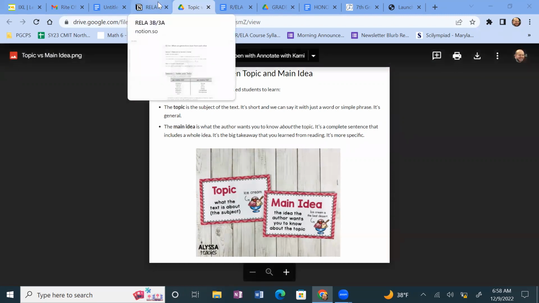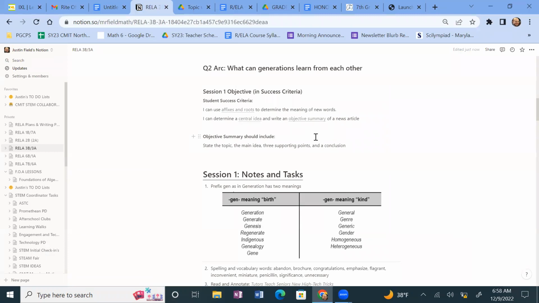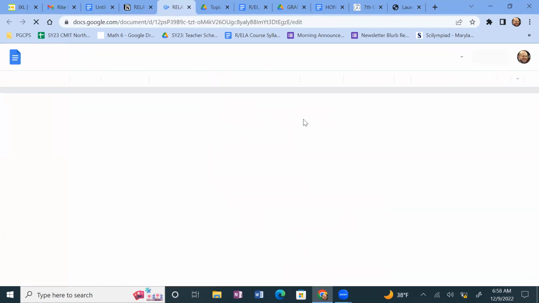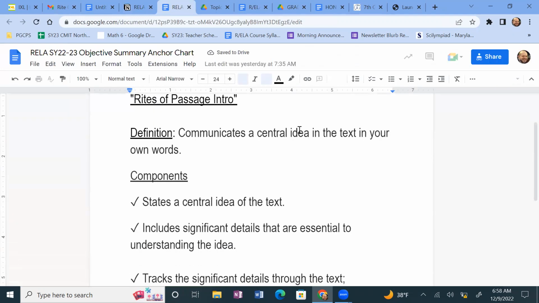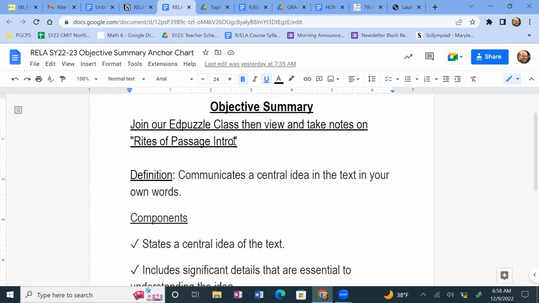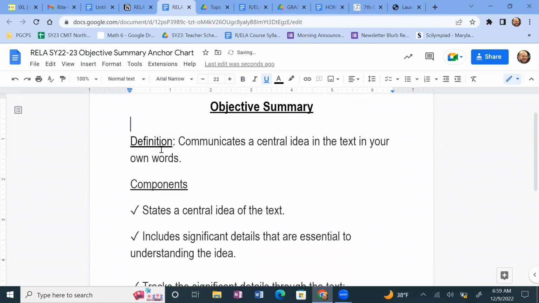And so when you are reading in our class, we want to be able to find the topic and the central idea and support it with evidence from the text. And we're going to use that to write an objective summary. What is that? So an objective summary communicates the central idea in your own words. So I'm not looking for any Googling. I'm looking to see what you have to say.